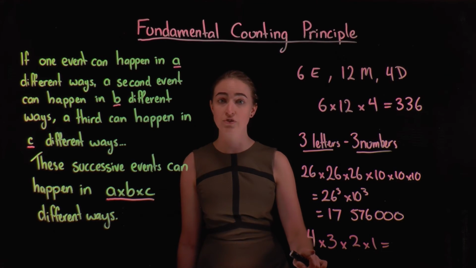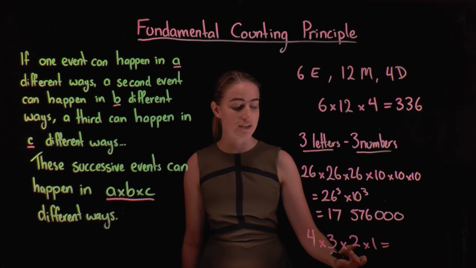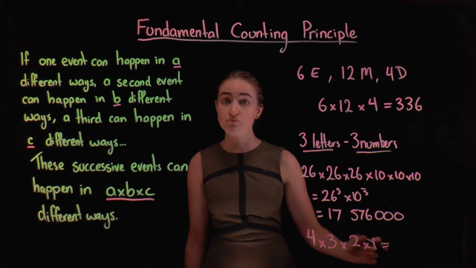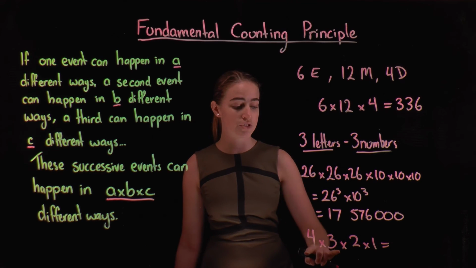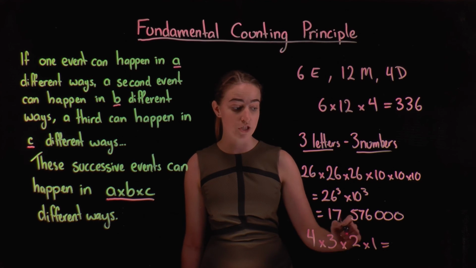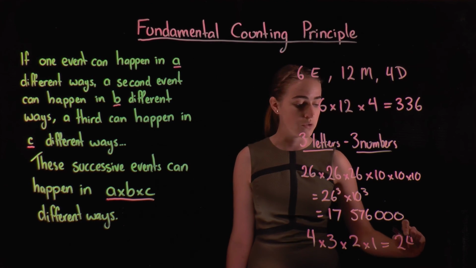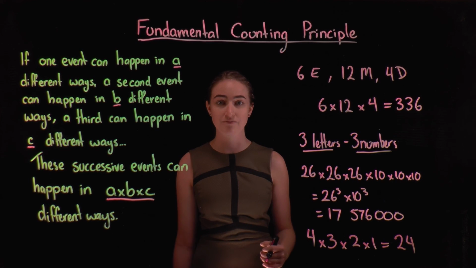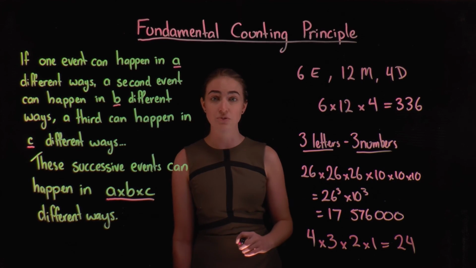So there are 4 options for who sits in the first seat, 3 for the second, 2 for the third, and just 1 person left at the end. So the total possible arrangements for how those sit in those 4 seats, we'd multiply this together. So 4 times 3 is 12, times 2 would be 24. So there's 24 possible different orders that those 4 friends could sit in. So it's an introduction to the fundamental counting principle.